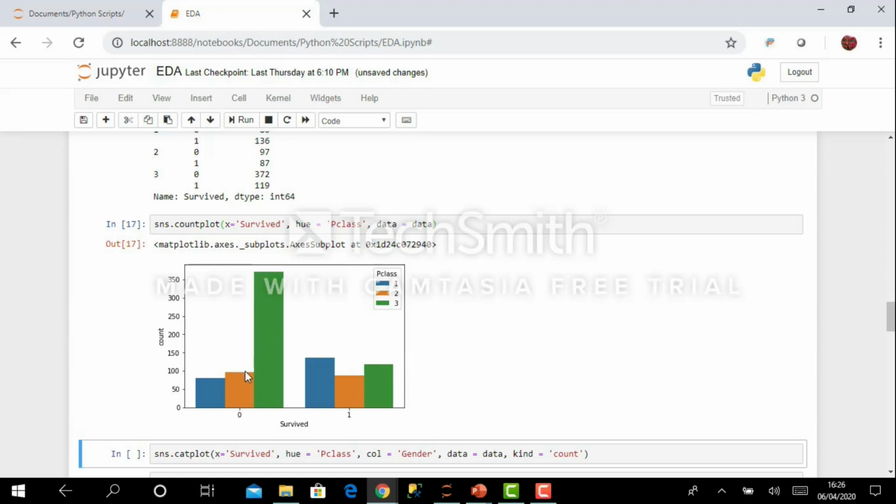And for second class passengers, I can see it is almost 50-50. Half of them survived, half of them did not survive. And for first class passengers, the number of passengers who survived is more than the number of passengers who did not survive, right?